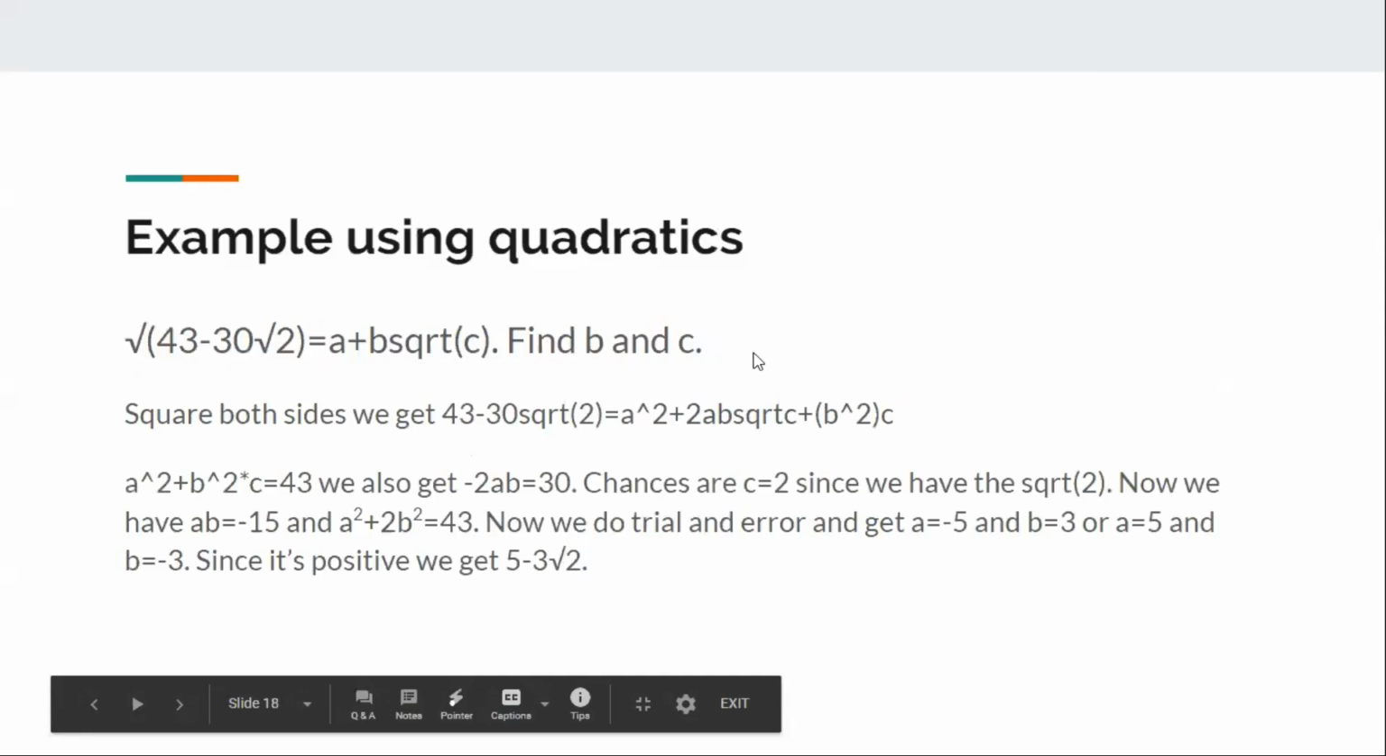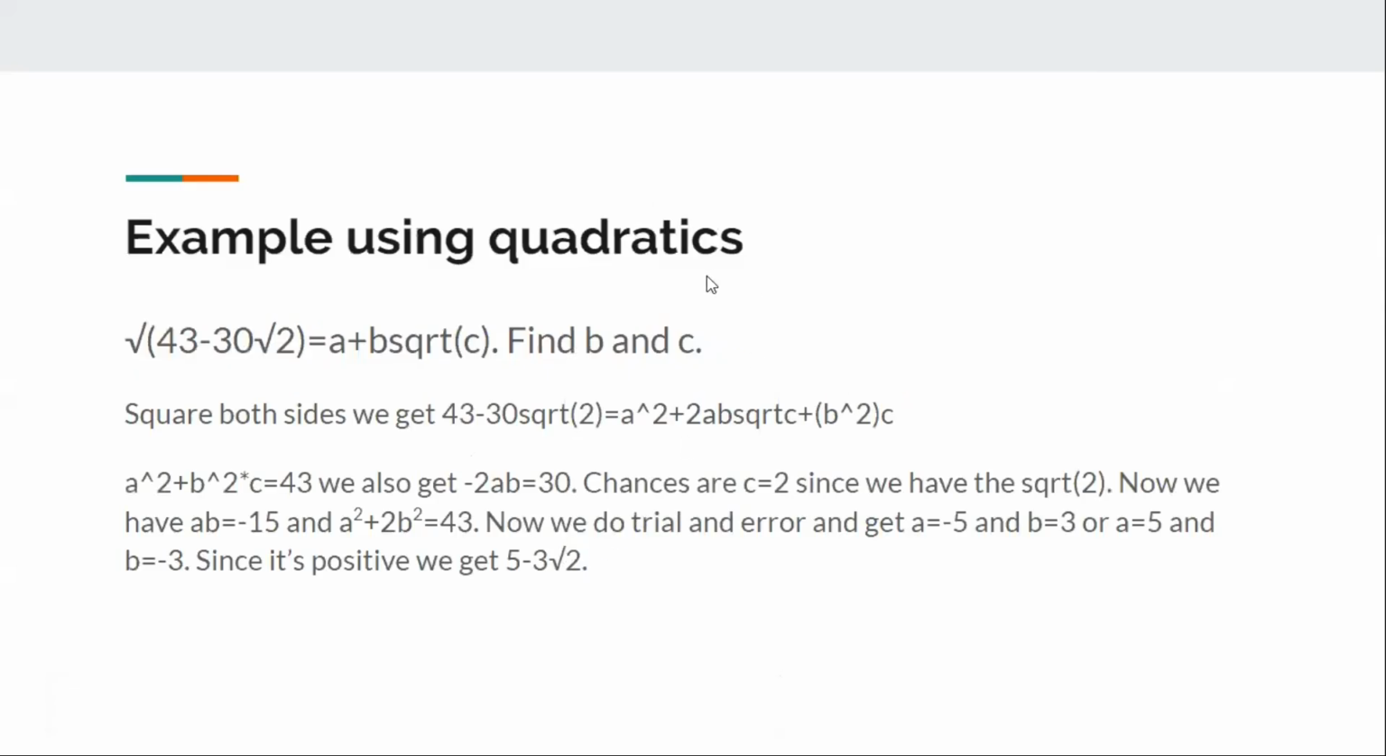All right, here's an example using quadratics. You're asked to find a, b, and c such that a plus b root c is equal to the square root of 43 minus 30 root 2. You square both sides, and you get 43 minus 30 root 2 is equal to a squared plus 2ab square root c plus b squared c.